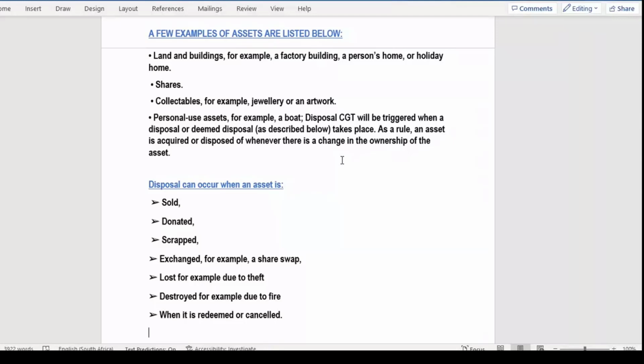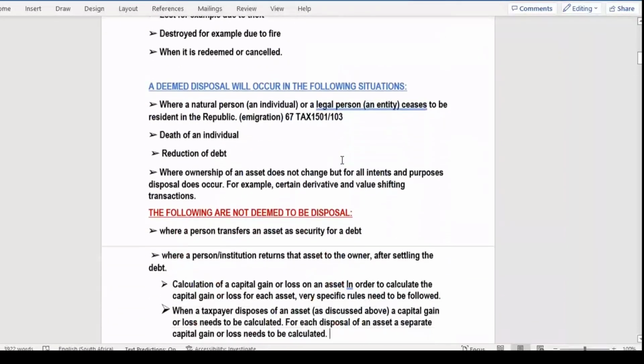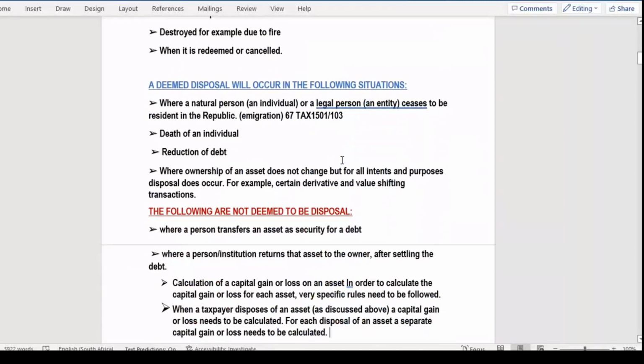All right, so disposal can occur when an asset is sold, donated, scrapped, exchanged, for example with a share swap, lost, for example due to theft, or destroyed due to fire, or when it is redeemed or cancelled. So that's with regard to the examples of the disposal of an asset.